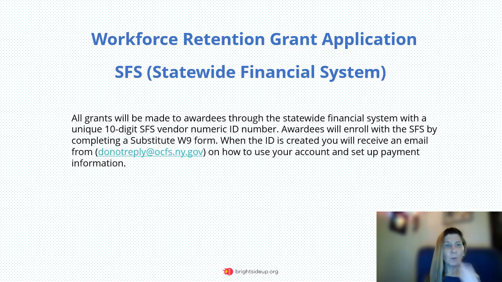So all the grants will be made to the awardees through the statewide financial system with a unique 10-digit SFS vendor numeric ID number. Awardees will enroll with the SFS vendor by completing a substitute W-9. When the ID is created, you will receive an email, and this is what the email will look like, on how to use your account and set up payment information. So on the next slide, what I'm going to do is go over the information that you'll be completing on the substitute W-9 form.